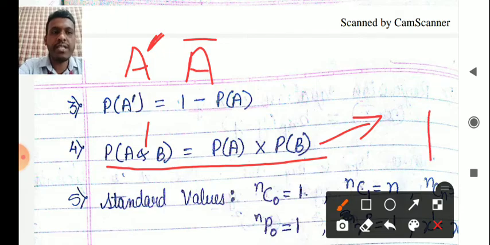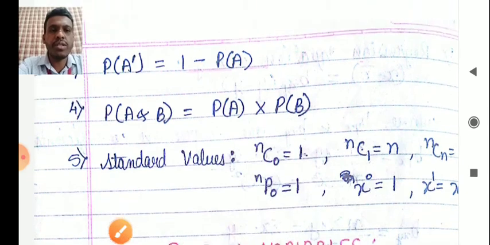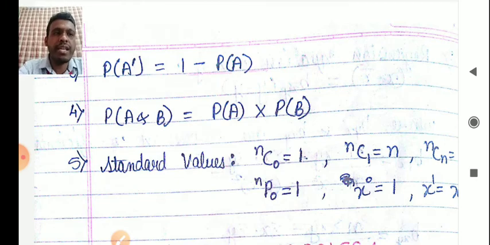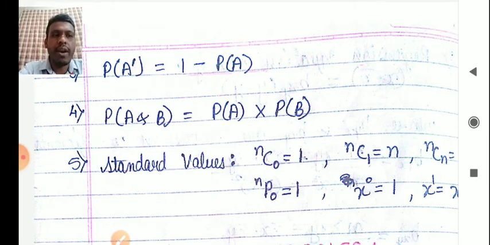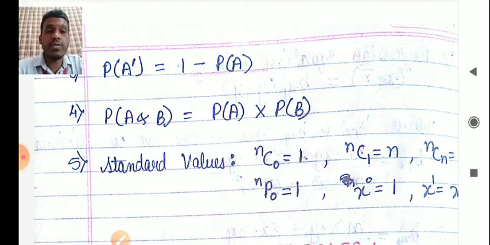And the next one is about standard values, which you should know. Some of the standard values are like this: nC0 equal to 1, nC1 equal to n, nCn equal to 1. Here it is not printed, it is 1. nP0 equal to 1, x raised to 0 equal to 1, x raised to 1 equal to x. So all these values you should know. How these values are to be used, where they should be used, I'll tell you later.